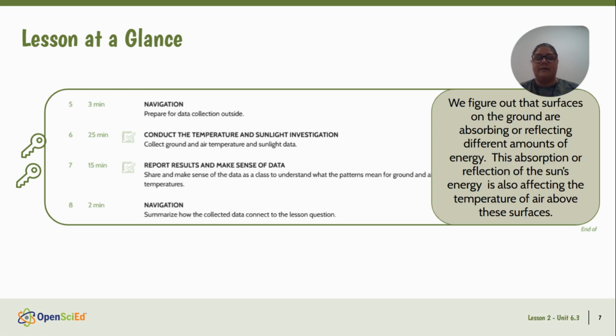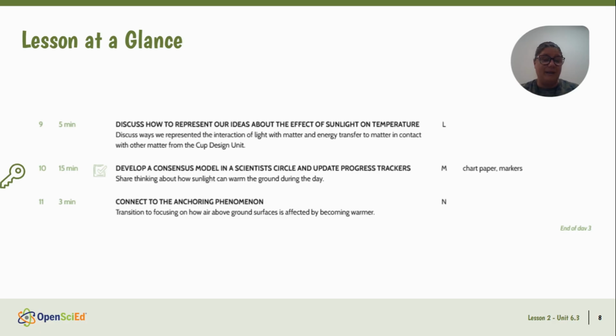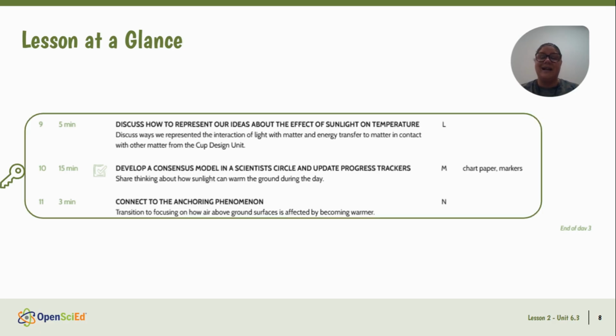Through our data analysis, we figure out that surfaces on the ground are absorbing or reflecting different amounts of energy. This absorption or reflection of the sun's energy is also affecting the temperature right above the ground. So we want to model that and explain that in day 3, which is set to be a half day, but especially your first time through will probably take you a full period.